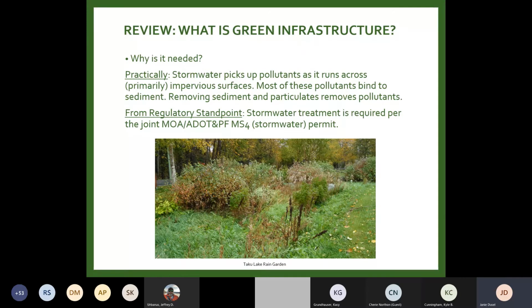That's the concept. So from a regulatory standpoint, the other reason we do it is because it's mandated. In our MS4 permit, it tells us specifically that we have to use green infrastructure treatment for stormwater, and the current municipal design criteria echoes basically what is in the current MS4 permit. So those are the reasons we do it.